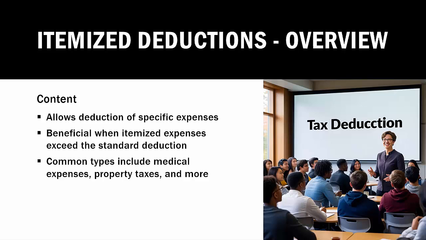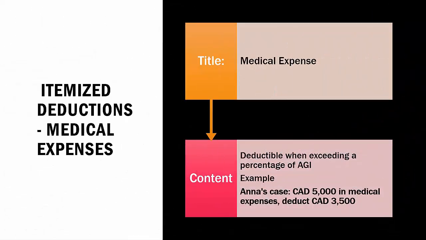Here are some common itemized deductions. A. Medical expenses. Taxpayers can deduct medical expenses that exceed a certain percentage of their adjusted gross income, AGI. This percentage threshold is set by the government and varies. Example: suppose Anna has an AGI of $50,000 and incurs $5,000 in eligible medical expenses. If the threshold for medical expense deductions is 3% of AGI, Anna can deduct expenses exceeding $1,500, 3% of $50,000. Therefore, she can deduct $3,500, $5,000 minus $1,500 from her taxable income.